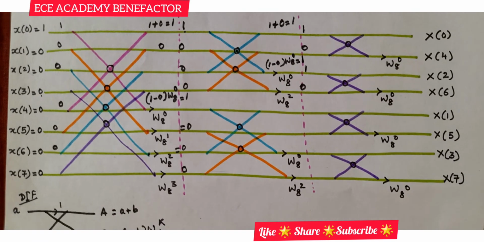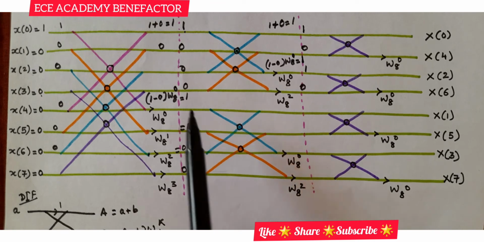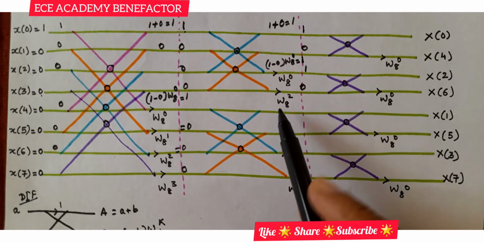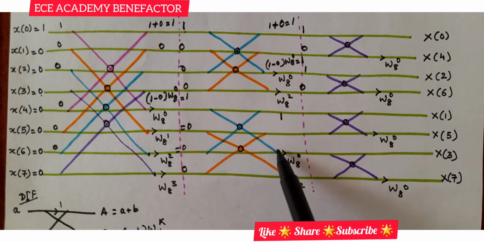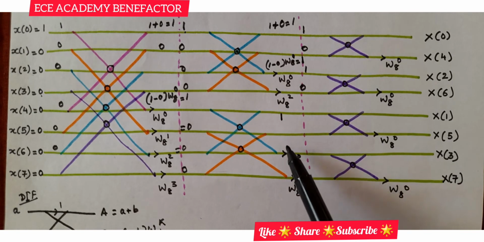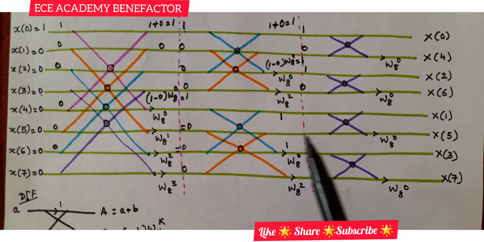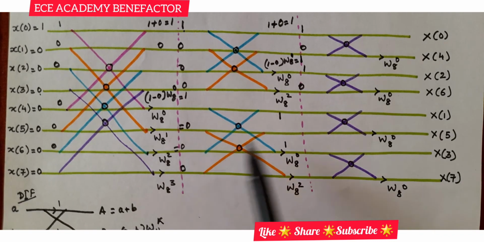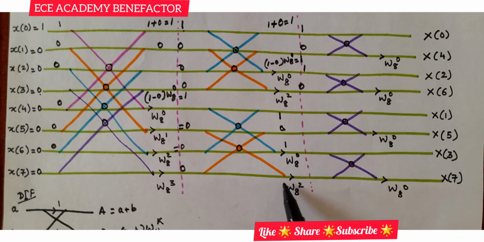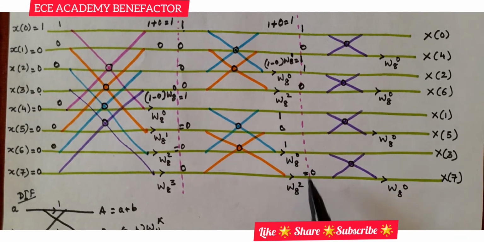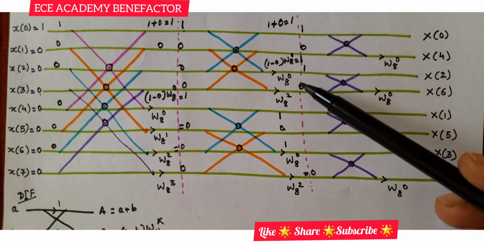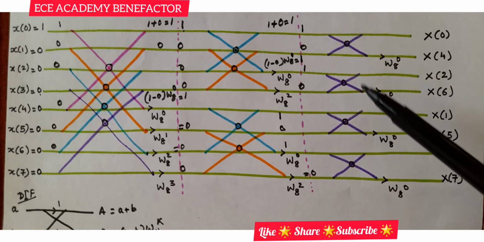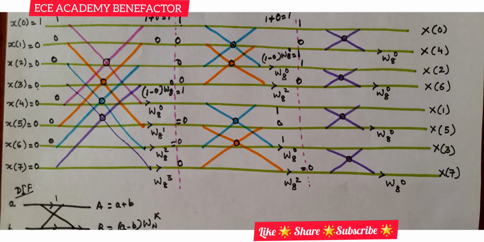Okay. Now coming to this blue butterfly, the inputs are 1 and 0. So what will be the output here? 1. And for this lower line, it will be 1. And for this orange, the inputs are 0, 0. The upper line will have 0 and the lower line will also have 0. So the output of second stage, how it is coming? 1, 0, 1, 0. Now let us do for the third stage.